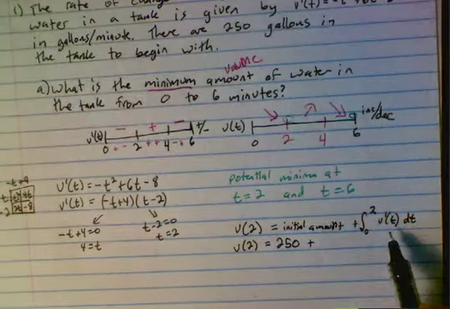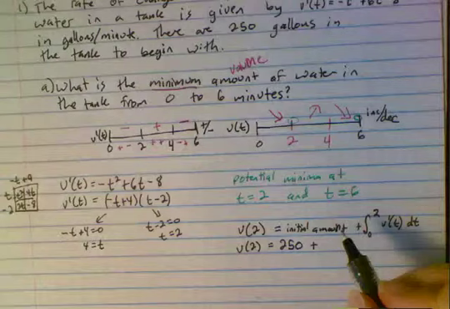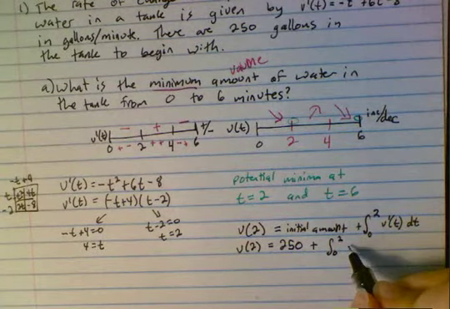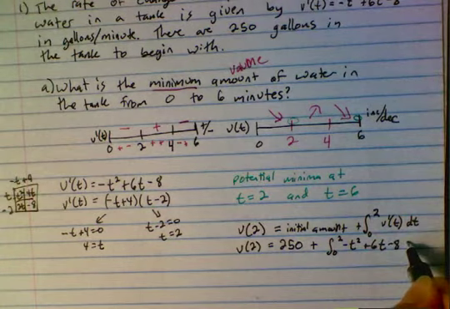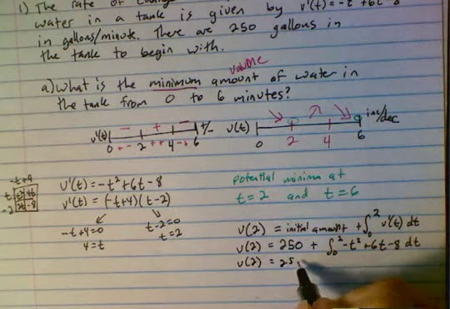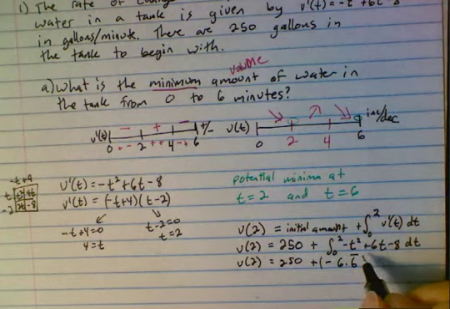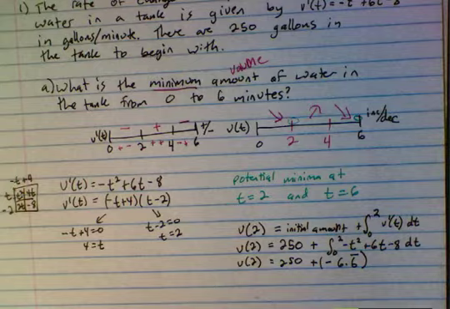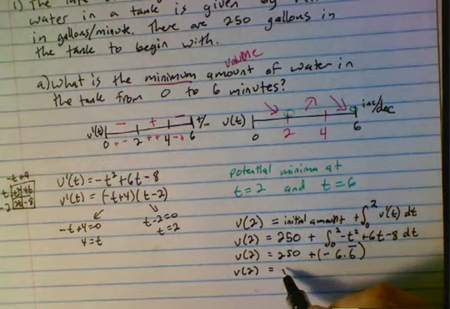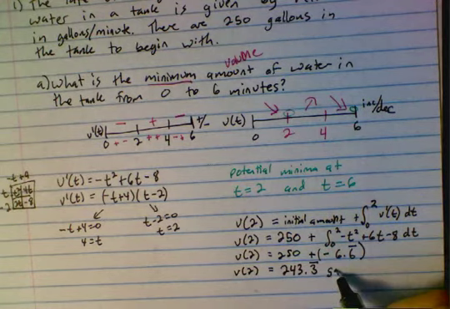And then if we just plop this in the calculator, remember V prime of t is negative t squared plus 6t minus 8. We're going to get negative 6.6 repeating, or V of 2 equals 243.3 repeating gallons.